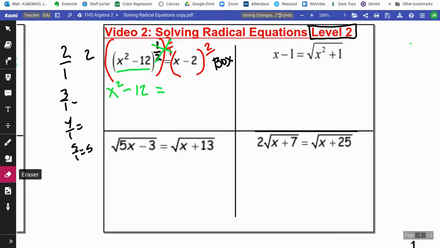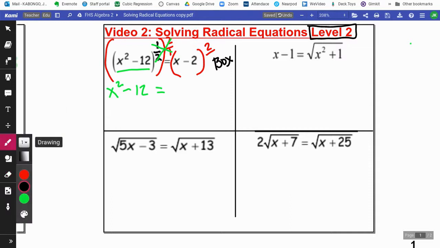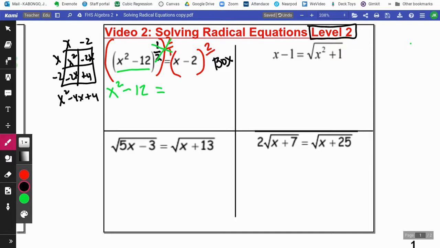So to do the box, some people do FOIL. If you don't even know what FOIL is, then stick to the box. All right, so I'm going to draw a box right here, and we're doing the x minus 2. We're doing that twice. That's why it's raised to the second power. That's x squared. That's minus 2x. That's negative 2x, and that is positive 4. So that would give me x squared minus 4x plus 4. Let's write it right here, x squared minus 4x plus 4. And then we're going to solve for x.